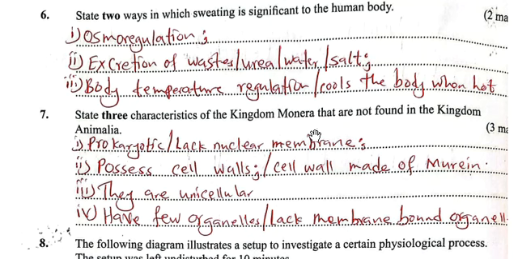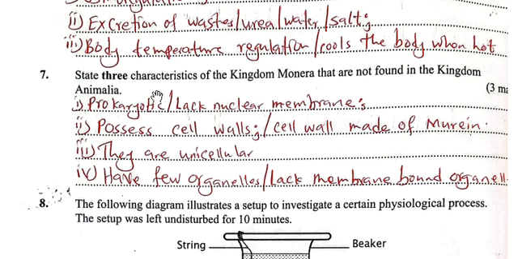State 2 ways in which sweating is significant to the human body. It is significant through osmoregulation because salts and water are balanced. Then excretion of waste, that is the urea, the excess water, and excess salts are removed. Then body temperature regulation, or it cools the body when hot, and that is when water evaporates from the sweat, leaving a cooling effect.